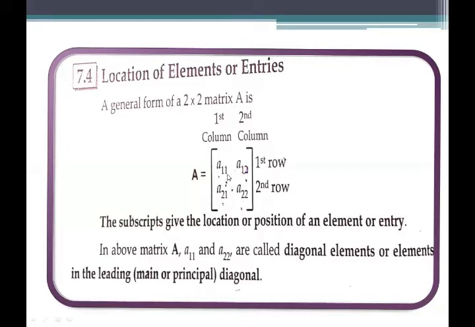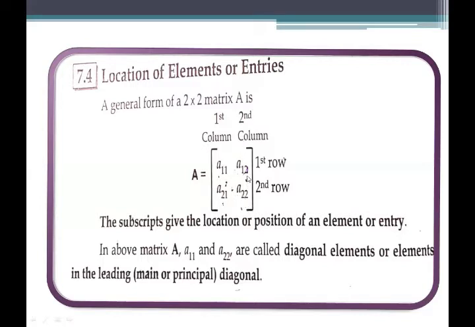So A 1 1 means that the element which we write here belongs to the first row and first column. The number written in the place of A 1 2 means that the number belongs to the first row and second column. If the number is written in the place of A 2 1, it means that the number belongs to the second row, first column. And A 2 2 means that the number belongs to the second row, second column.